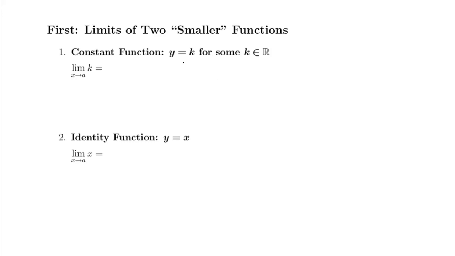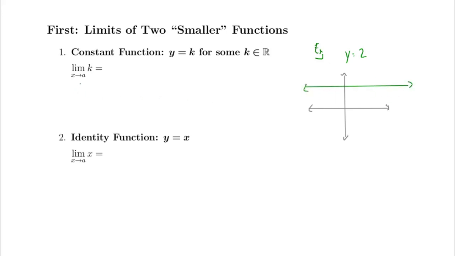So let's think of a constant function y equals k. If you want an example of this, we can just think of y equals 2. And what we should probably do is think about what the graph of y equals 2 looks like. A constant function is just a horizontal line. And so here's our function right here. And it goes forever in both directions.